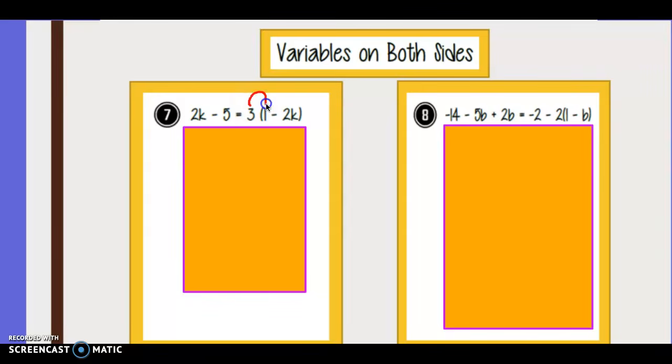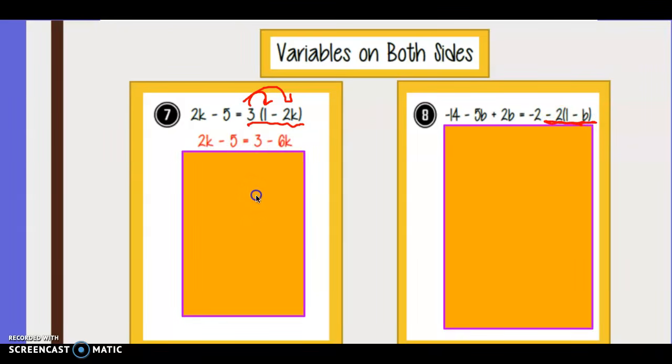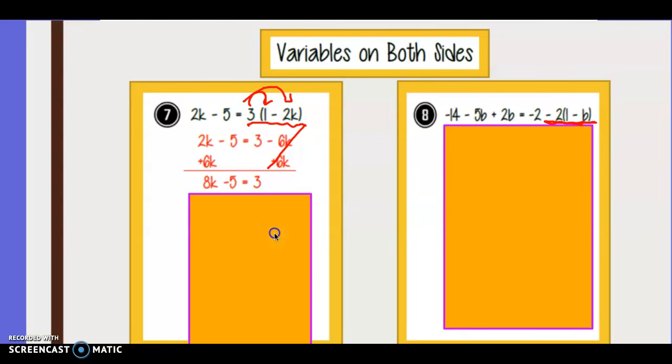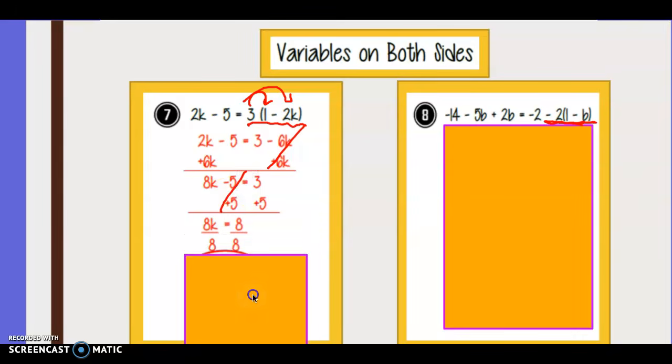Hopefully you drew your line and you distributed the 3 times each thing in parentheses. We can't do anything until we get rid of the parentheses in these problems. So after you do that, you'd have 2k minus 5 equals 3 minus 6k. Then if you want to move your variables to the left, that would work out quite nicely if you added 6k to both sides. What happens then is these cancel out. You'd have 8k minus 5 equals 3. Then you're going to add 5 to both sides, and these will cancel. That'll give you 8k equals 8. Divide by 8, and you'll get k equals 1.